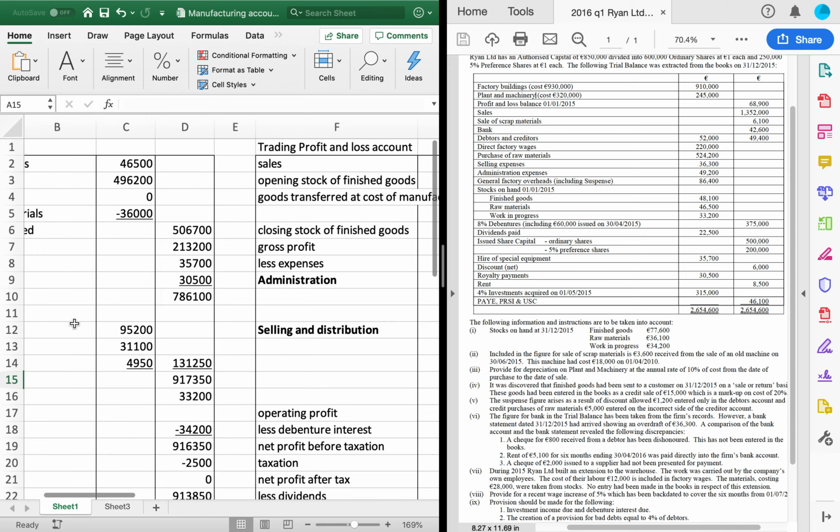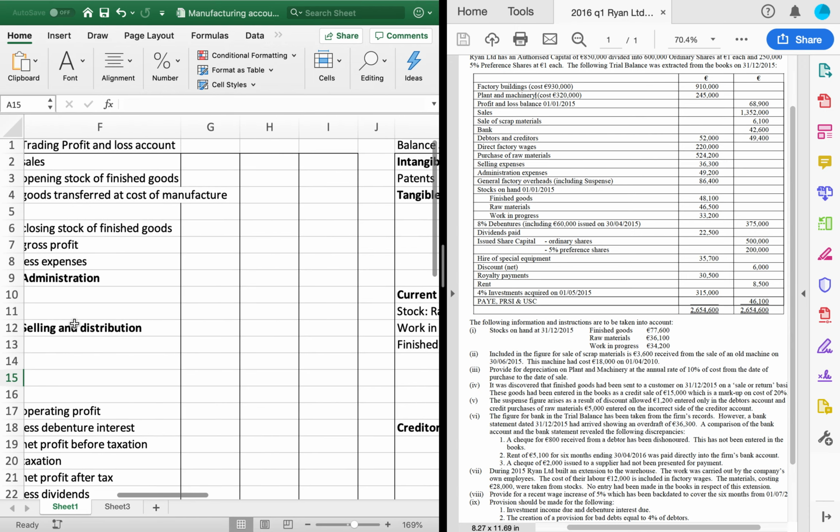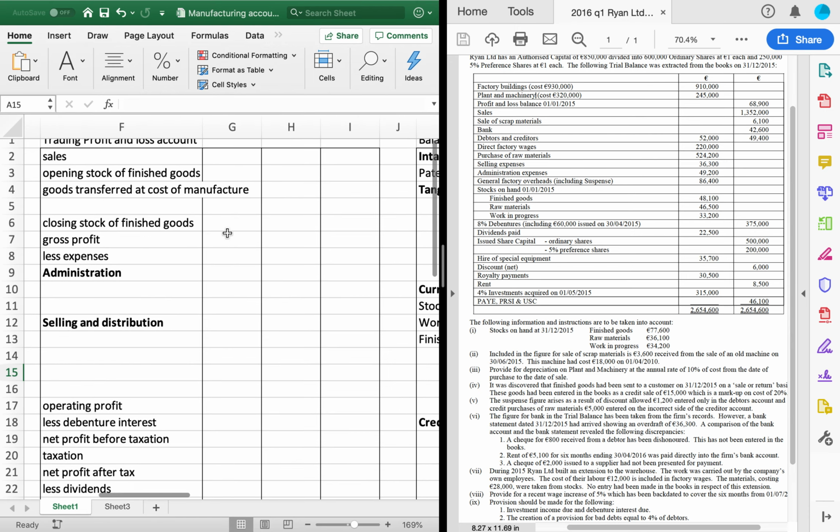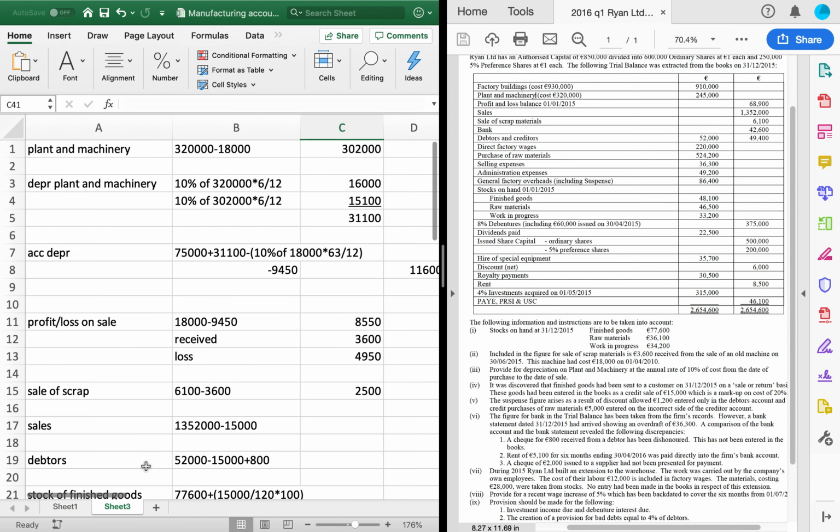Okay, that leaves us then onto your trading profit and loss account and balance sheet. Now again, I'm going to start from sales and work my way down. I wouldn't necessarily do that. I possibly would just throw the numbers in as they come, but it's up to you. Anyway, sales was a working, so that's 1,337.